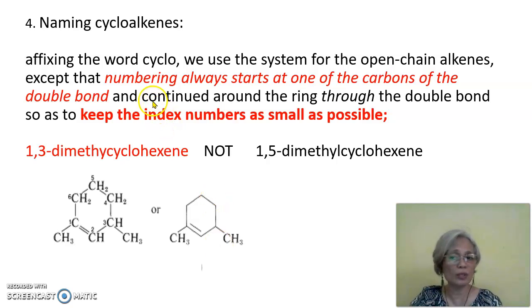What about cycloalkenes? So we just affix the word cyclo. We use the system for the open chain alkenes. But numbering always starts at one of the carbons of the double bond. Okay? So this is carbon number 1, 2, 3. Either this is carbon 1, 2, or this is 1, 2. So, to keep the index numbers as small as possible, we name this as 1, 2, 3. So, 1,3-dimethylcyclohexene and not 1,5. So, this is 1, 2, 3. So, 1,3-dimethylcyclohexene.